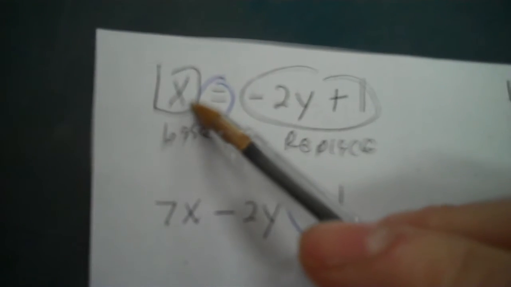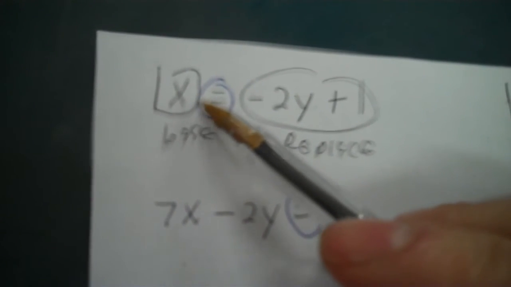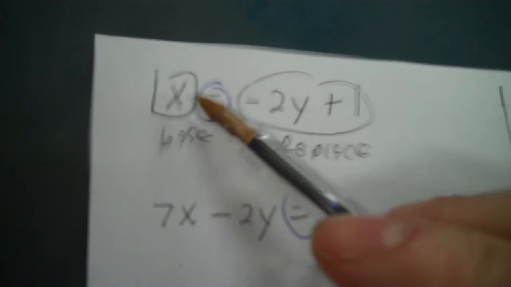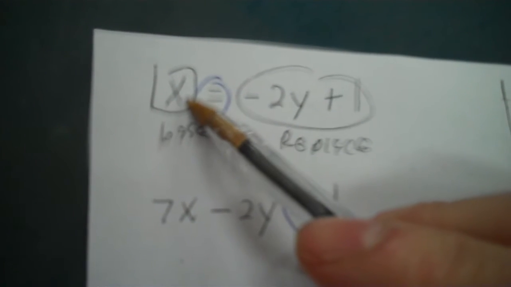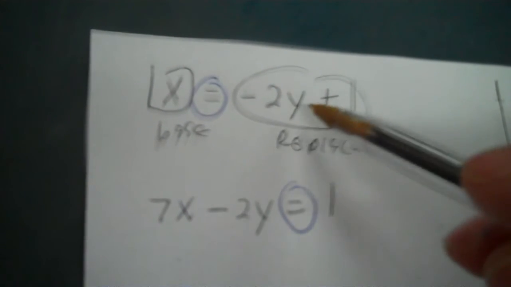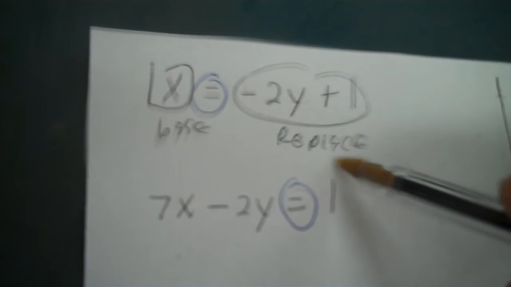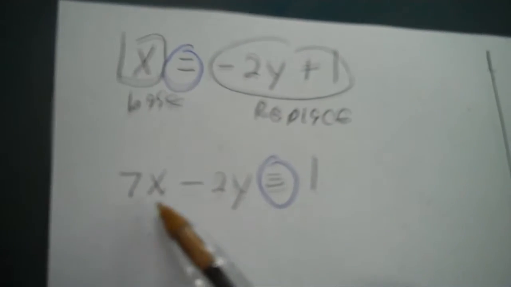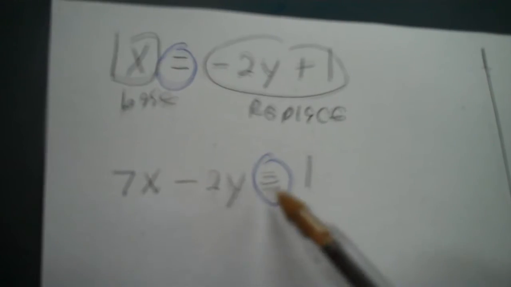So I have this letter all by itself. Sometimes it's x, sometimes it's y. That is known as my base letter, okay? Then I circle the other side of the equals, whatever's on the other side, and write the word replace, okay? Now what I've done is I've written this other equation over here, the 7x minus 2y equals 1.